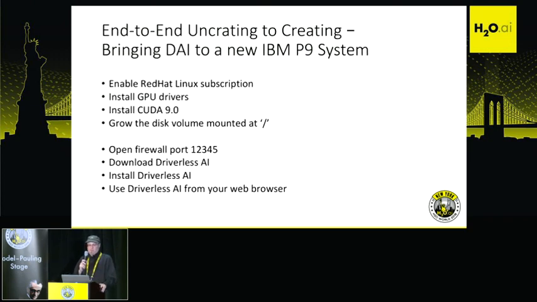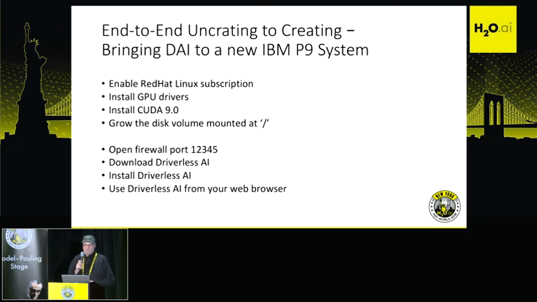And so to do what we just did, which is to uncrate a new IBM Power 9 system and go from uncrating to creating models and feature engineering pipelines with Driverless AI, these are the high-level steps we had to do. Basically, enable your Red Hat Linux, install your GPU drivers, install CUDA 9, grow the disk volume. It turns out that the machine was sent with a tiny default disk, which we realized by filling it up by training too many models. Fortunately, there's a nice Linux volume management setup where it's easy to grow it without reinstalling the OS from scratch. So just be aware of that. Then we had to open the firewall port, download the software, install the software, and bam, you can run it at that point. We got it up and running within a day, pretty smooth, I would say.